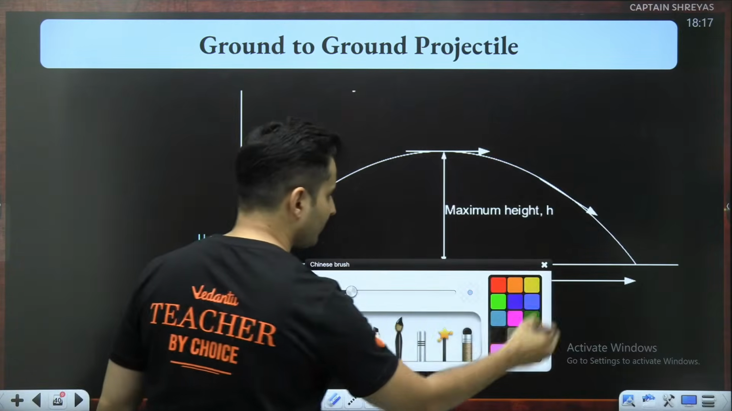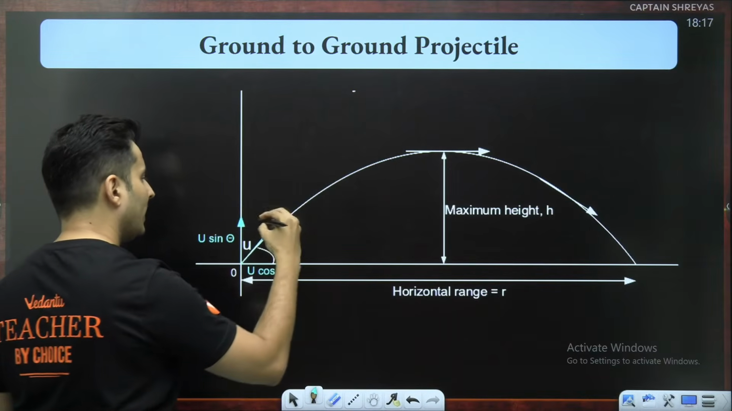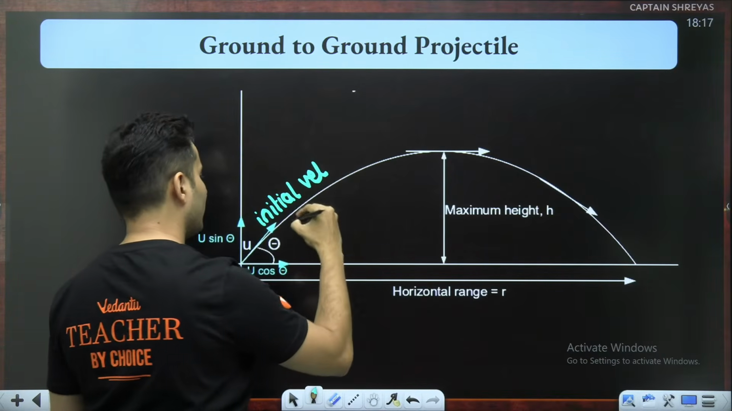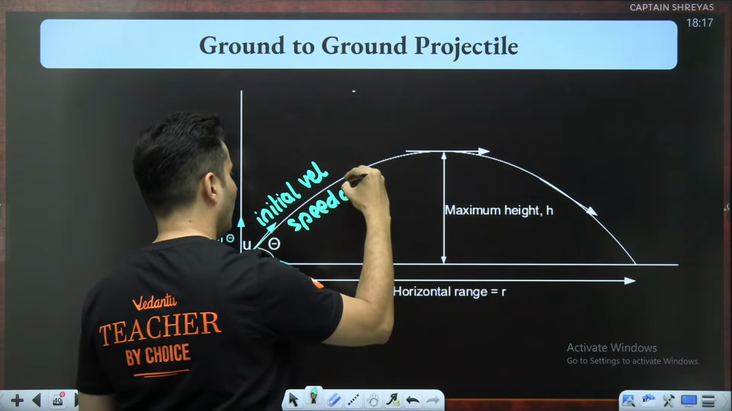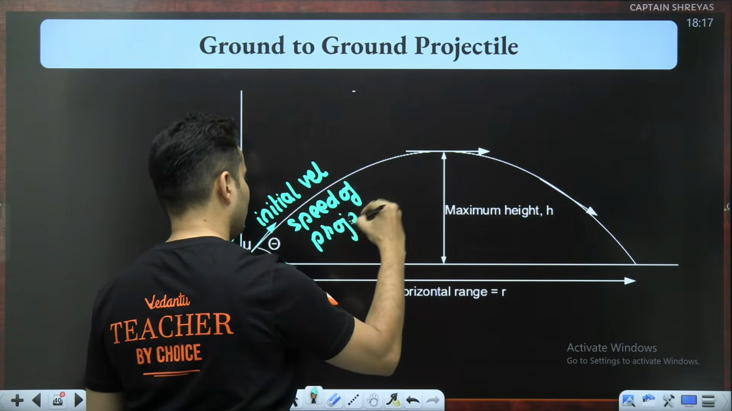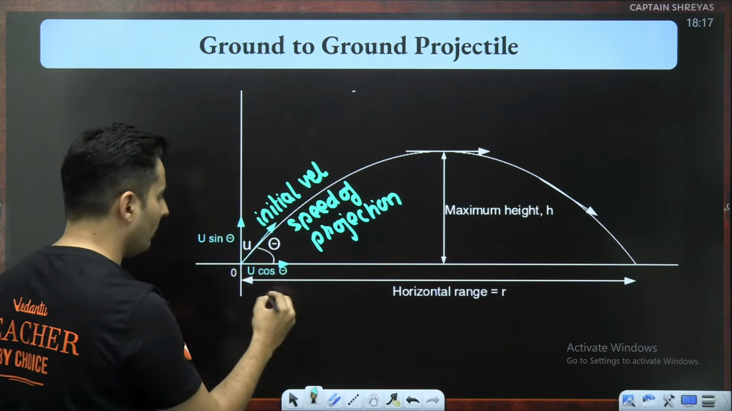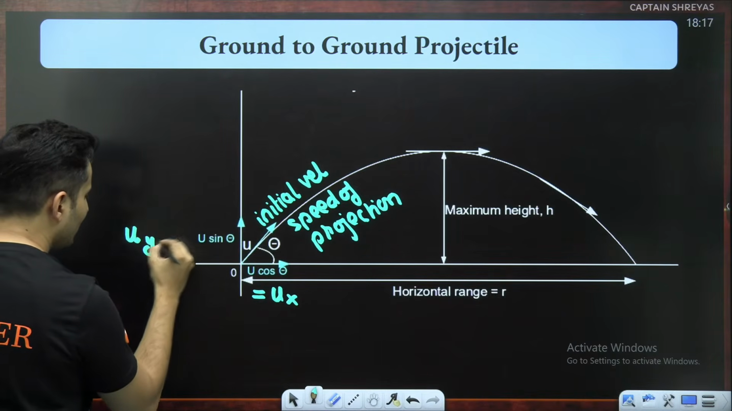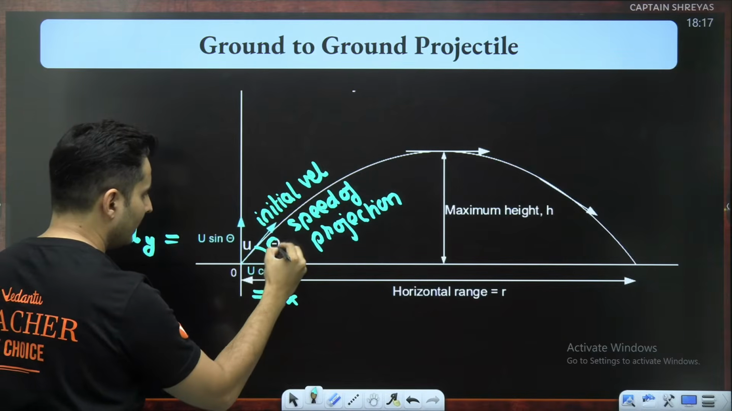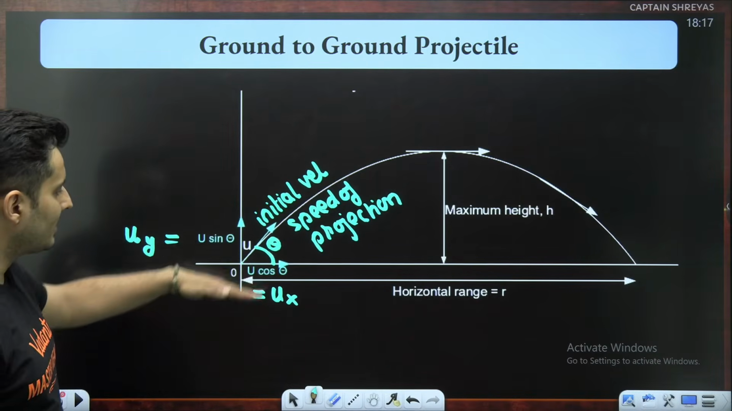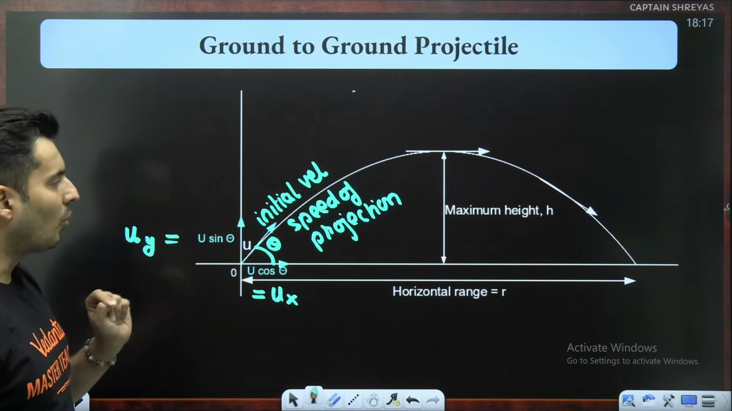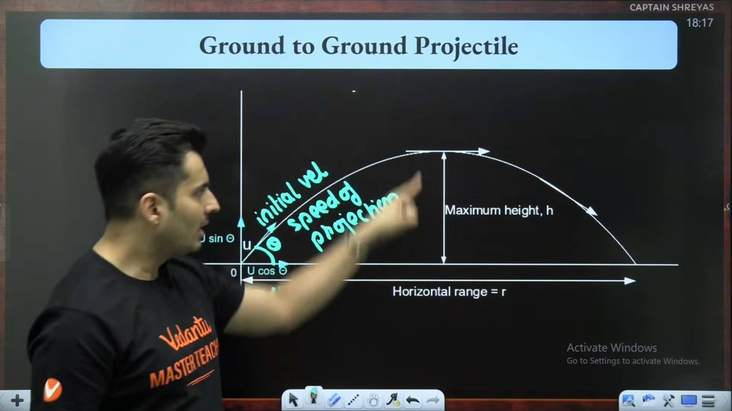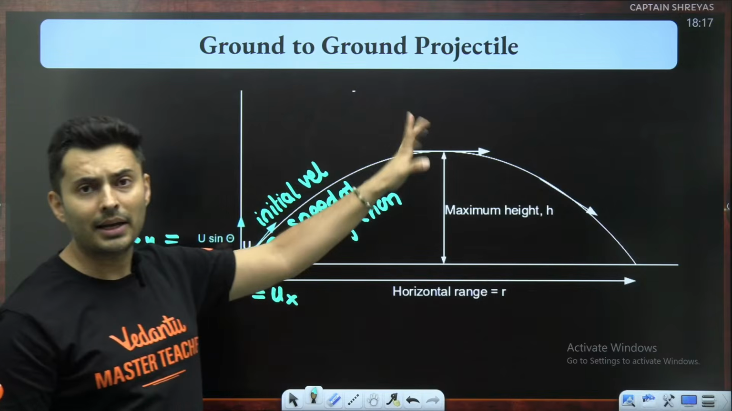First of all, this is your initial velocity, or speed of projection. It will have two components: u cos theta, which will be the x component, and u sin theta, which will be the y component, this being theta. Ux is u cos theta, u sin theta is the y component. It will have some range, it will fall somewhere, that is the range. It will go up till some point, that is the maximum height.